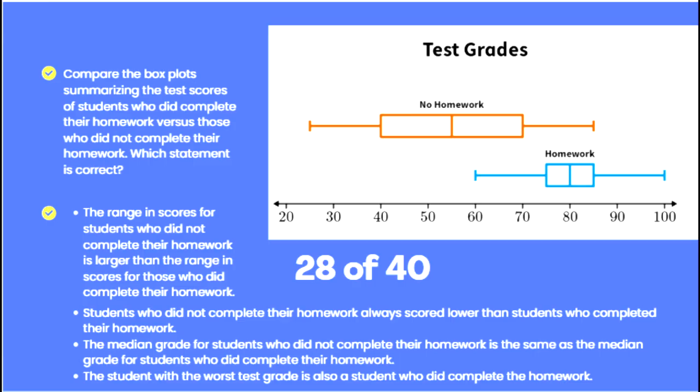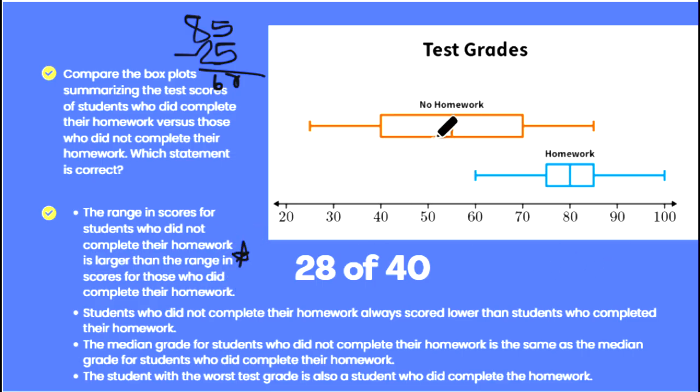Here's 28. Compare the box plots summarizing the test scores of students who did complete their homework versus those who did not complete their homework. Which statement is correct? The range in scores for students who did not complete their homework is larger than the range in scores for those who did complete their homework. So they're going from 25 clear up to 85. So 85 minus 25 gives us a range of 60. And this is going from 60 to 100, which is only a range of 40. This is a correct statement.